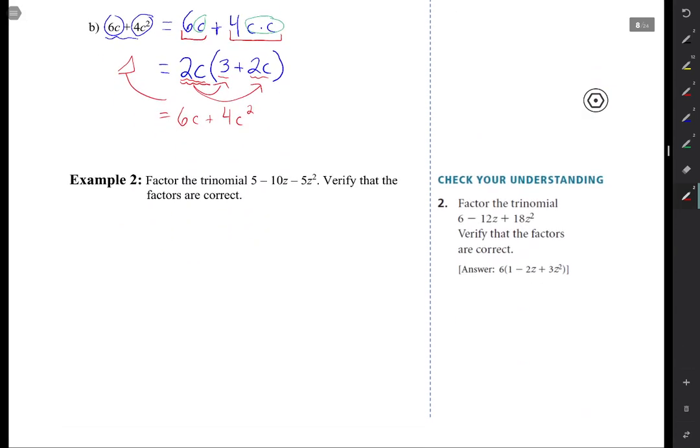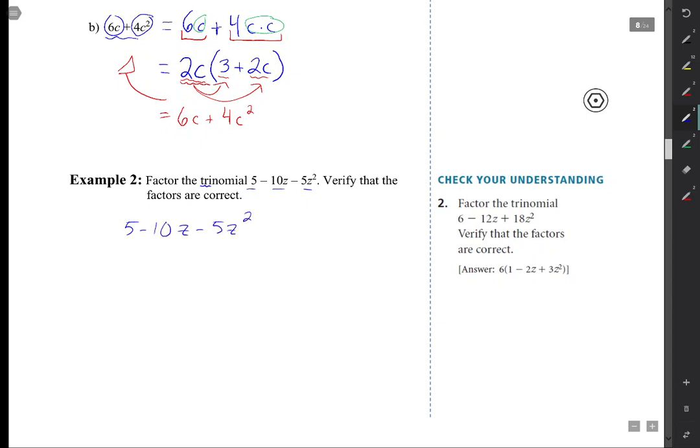Let's look at example 2 here. Now we have a trinomial. So this is another one of those special polynomials that has a special name. Tri means 3, just like a tricycle, there's 3 wheels. Now there are 3 terms. We have one here, and one here. So I'm just going to write down the original expression here. 5 minus 10z minus 5z squared.